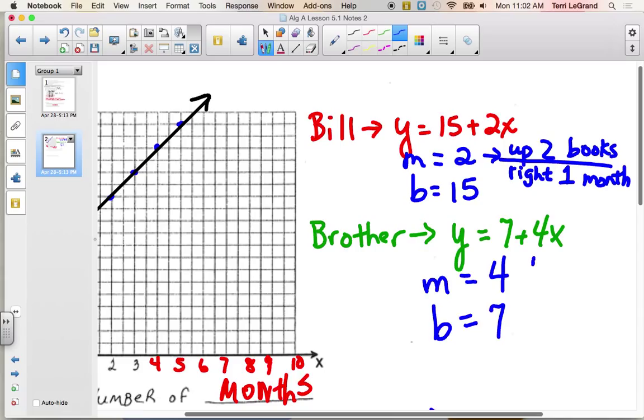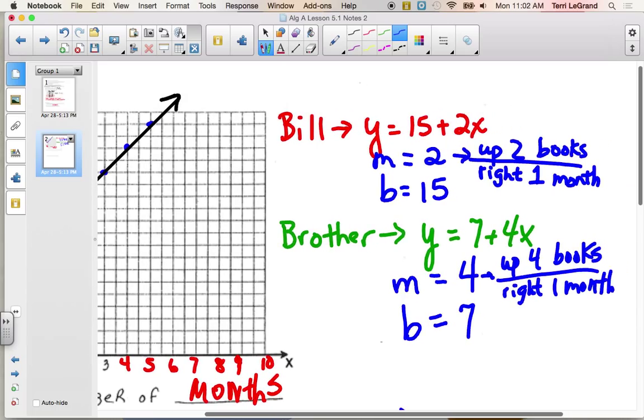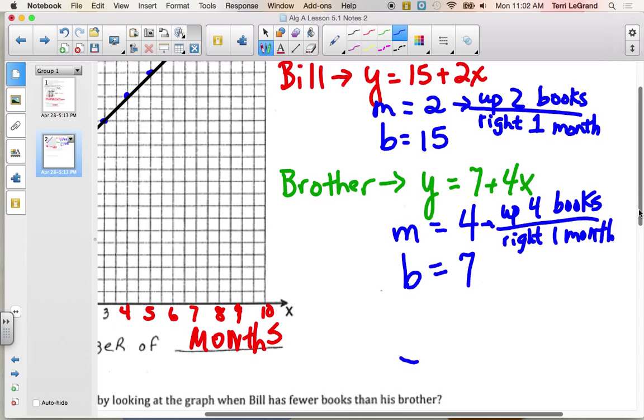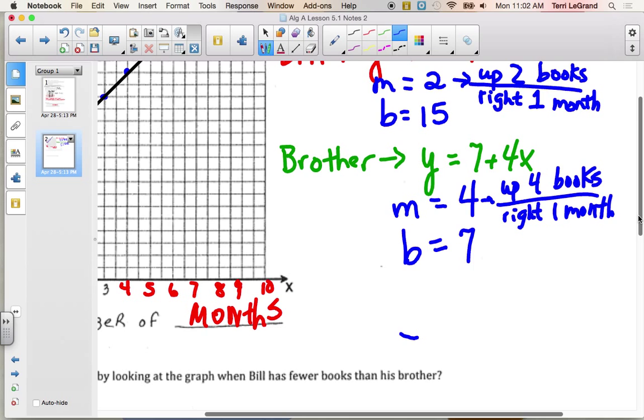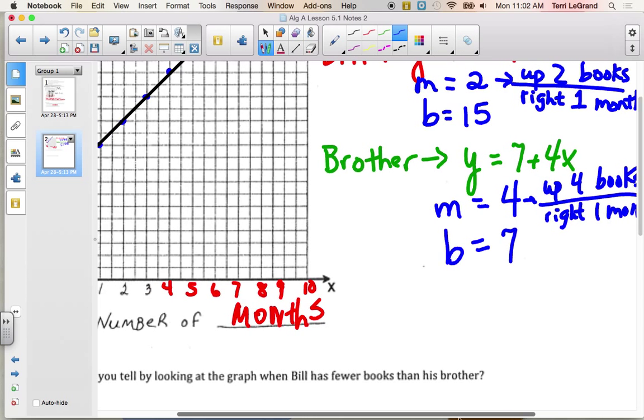1 month. So let's do that again. This really means up 4 books and right 1 month, because that's how many books, and that should make sense. Adding 4 books every month. Okay, now we're ready to go to the graph and start at 7 and follow that up 4 books, over 1 month.